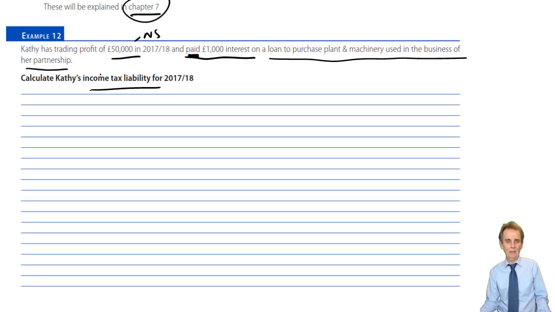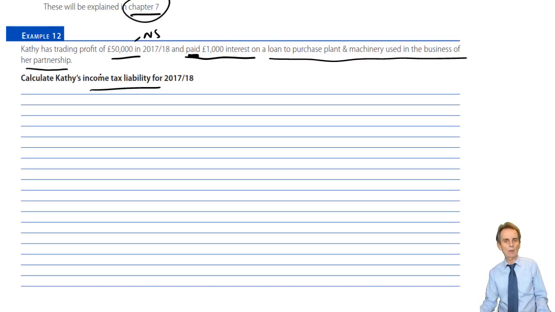So all you've got to do is put together a computation with your non-savings income and your total. You don't even need to do your total column because there's only one type of income. Again, if you're doing an objective testing question, you'll do it as quickly and easily as you possibly can. You've got £50,000 of trading profit. That will be your total income. You've got a £1,000 deduction from total to net. That net income will be 49.